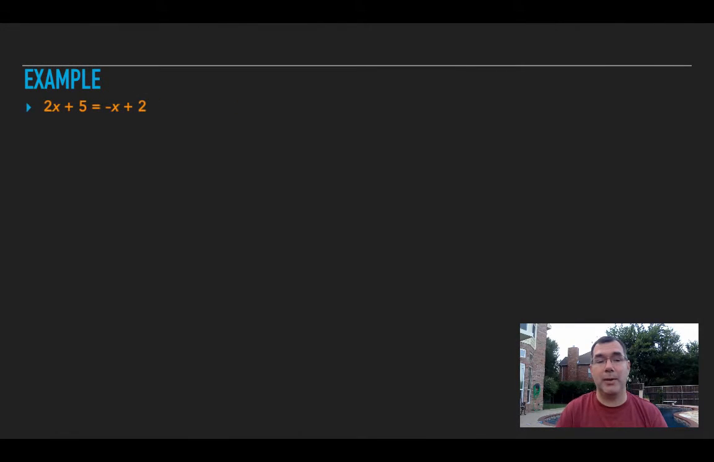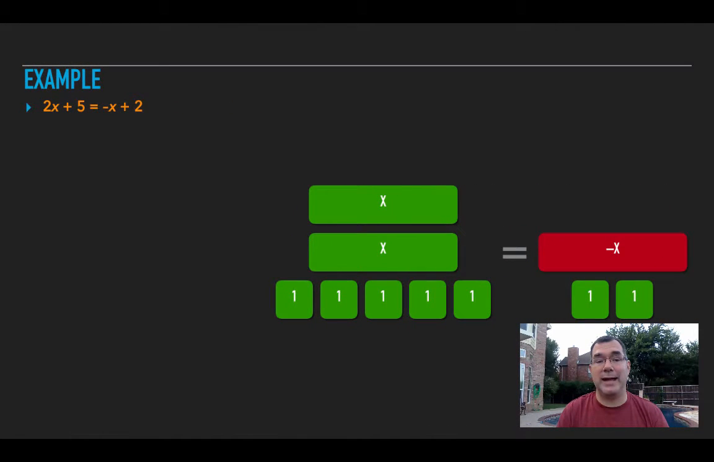So here's an example. I have 2x plus 5 equals negative x plus 2. So I've got two green x's representing positive x's and 5 positive 1's representing positive 5 on the left. And I've got a red negative x to represent negative x on the right, along with two green 1's to represent positive 2. So that's what my equation would look like with algebra tiles.